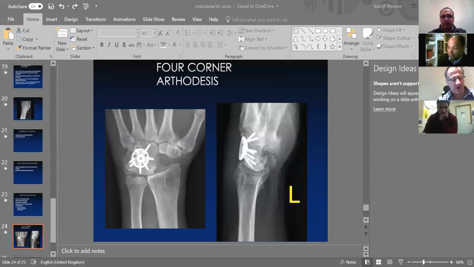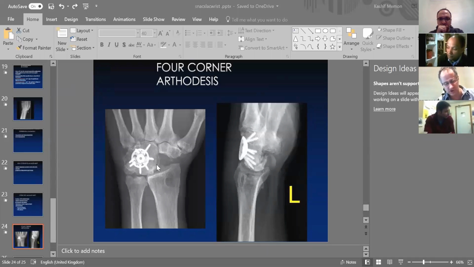Brilliant. So just to summarize how you manage a young person presenting to you symptomatic, let's say, for the moment. First of all, activity modification, analgesia, splintage, physiotherapy, and finally steroid injection. If the steroid injection gives symptomatic relief to the patient, even if temporary, consider doing an AIN and PIN neurectomy with a radial styloidectomy and, if required, scaphoid removal, either distal pole or total scaphoid removal.